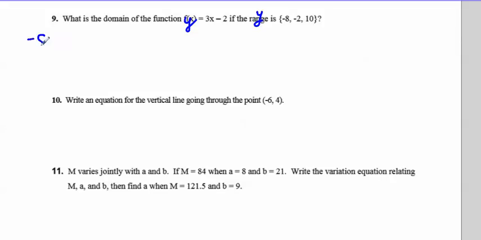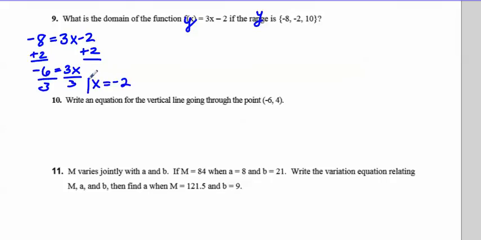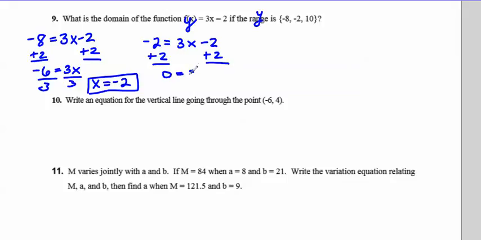So the first one is -8 equals 3x minus 2. Add 2 to both sides, and we get -6 equals 3x. Divide by 3, and x equals -2. The second one, let's see, -2. So -2 equals 3x minus 2. Add 2 to both sides. 0 equals 3x. So when you divide by 3, you get x equals 0.